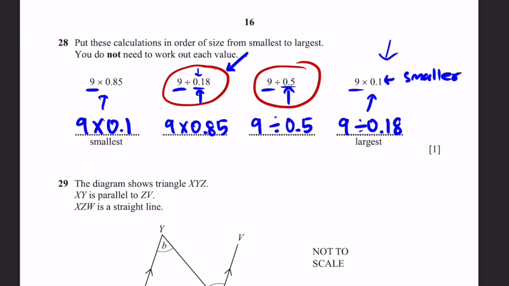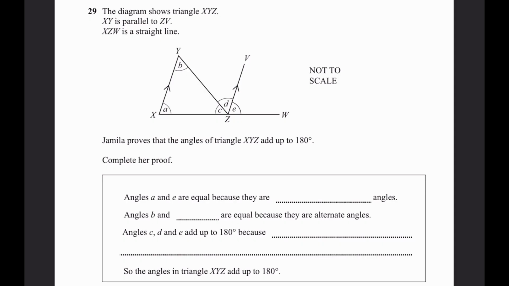So let's move on to the next question. Question 29. The diagram shows triangle XYZ. Now XY is parallel to ZV. XZW is a straight line. Jamila proves that the angles of triangle XYZ add up to 180 degrees. Complete her proof.